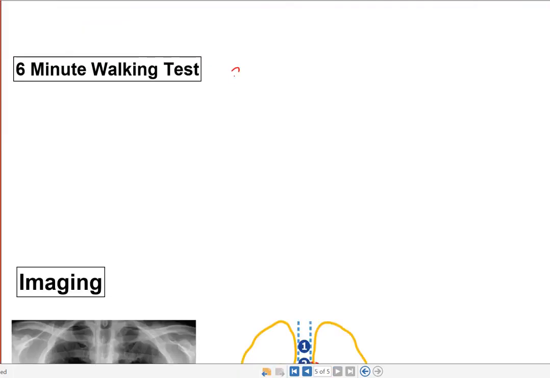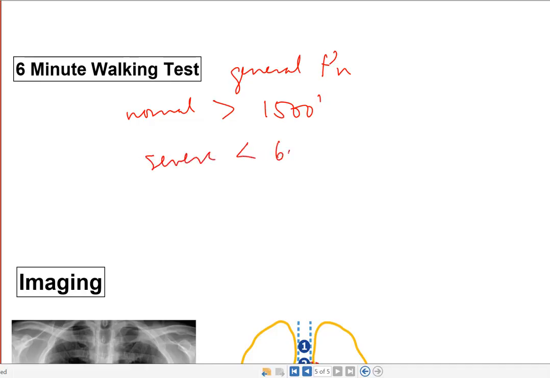The overall general function test of respiratory function, just so you've heard of it, is the 6-minute walking test. You give the patient a timed walk and you see how far they can get. A normal person should be able to walk more than 1,500 feet. So anytime you get your renal transplant patient or patients with chronic disease you're giving therapy to, you're going to be looking at that 6-minute test as a measure of whether they have normal function. If a patient can't even walk 600 feet, that's a measure of really severe disease.